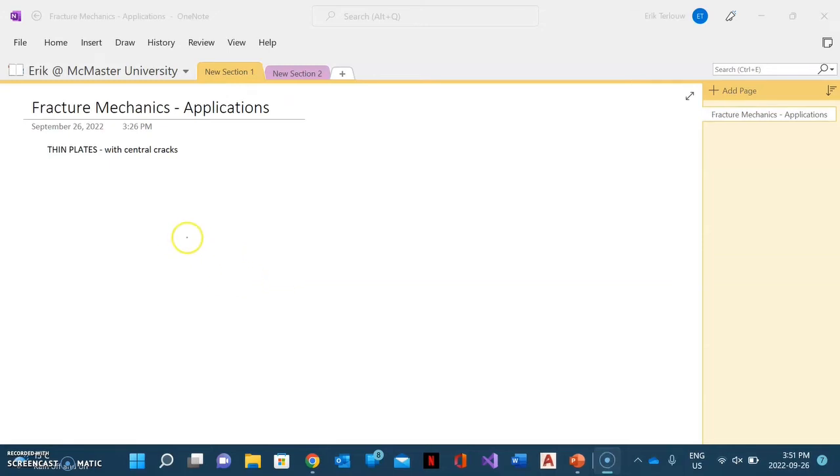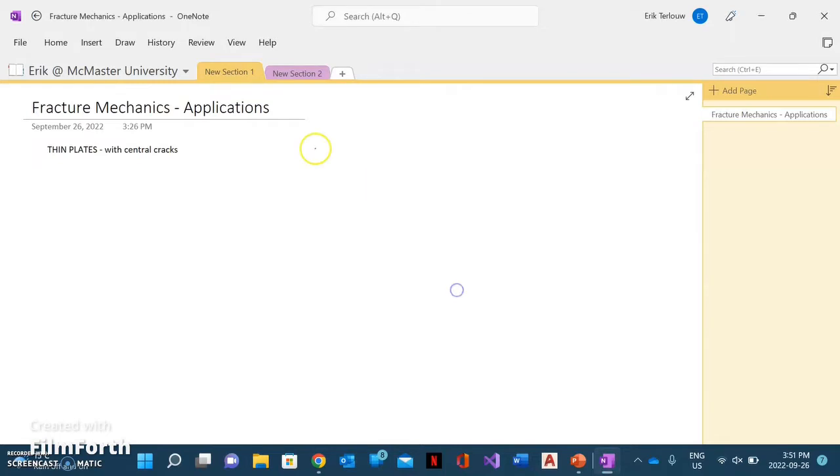I'm going to talk about the fracture mechanics of thin plates, more specifically, thin plates with central cracks. First, I'll go over some theory, and then we'll do an example. So, let's examine a thin plate. Okay, let's do a little drawing.